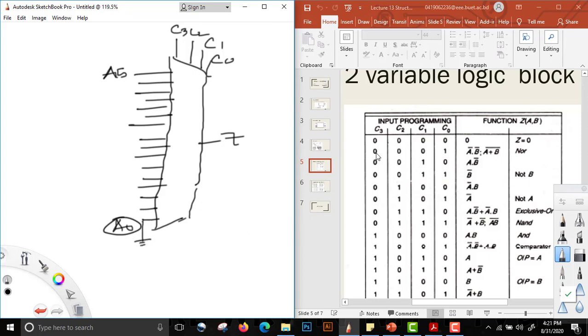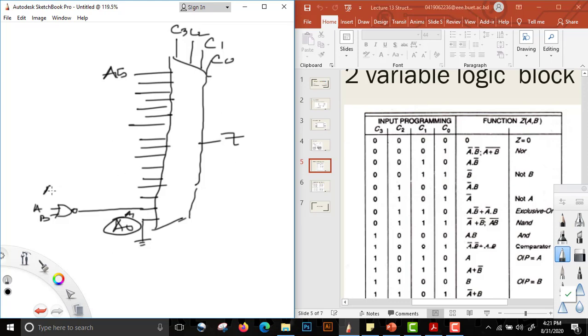Again, if the input programming is 0, 0, 0, 1, it will make a NOR decision. So NOR is this. We are connecting this here to A1, and we have two inputs A and B. So if it's 0 0 0 1, then we'll get output Z equal to A1, that is A NOR B. We have seen the third logic is A B bar.